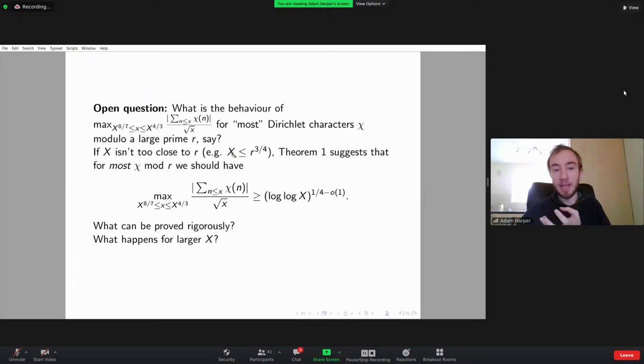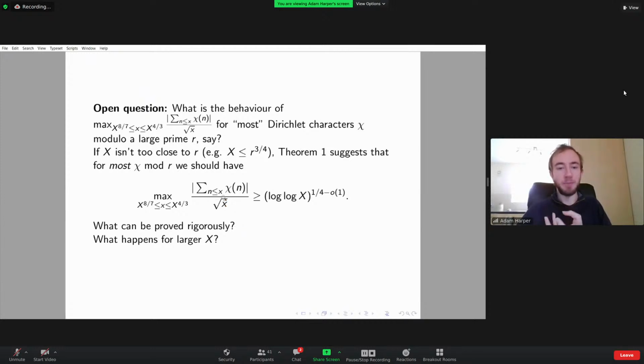And this is a problem that I think hasn't really been studied before. So I would conjecture that this should be true. So for 99% of Dirichlet characters modulo some large prime, the sum should get as big as log x to the 1/4 times the obvious guess, the standard deviation. So the questions here are what can be proved rigorously.